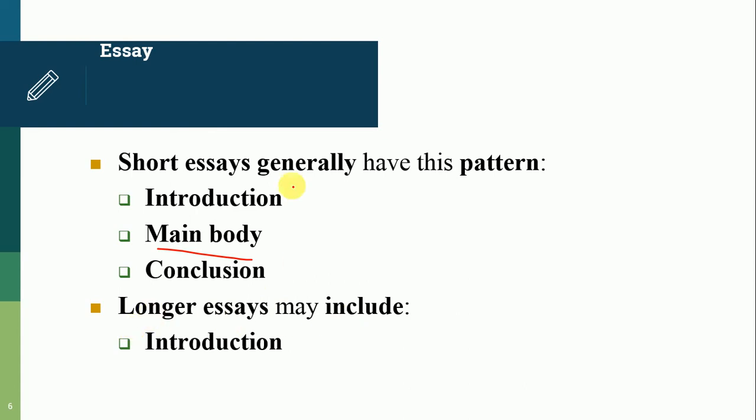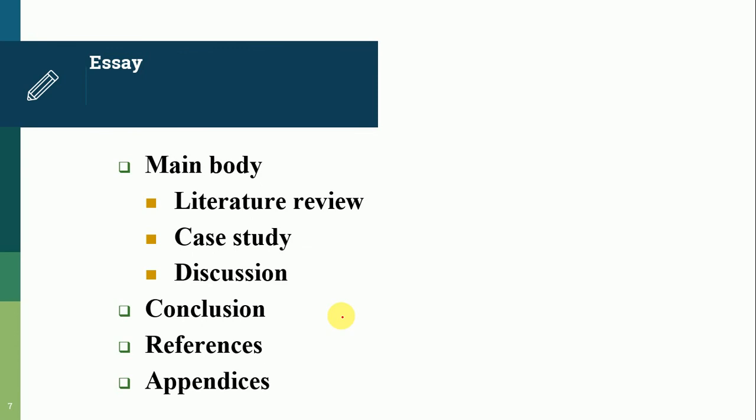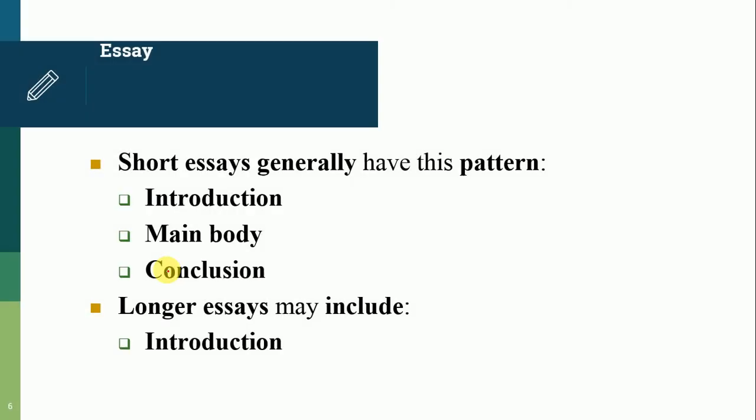So this is the shorter essay, and longer essays may include an introduction; in the main body we will have a literature review, case study, and discussions; and in the conclusion, we have references and appendices. These are the parts of the longer essays. The shorter essay lasts from 200 words to 500 words, but the longer essay lasts from 1,000 or 1,500 words up to 2,500 words.